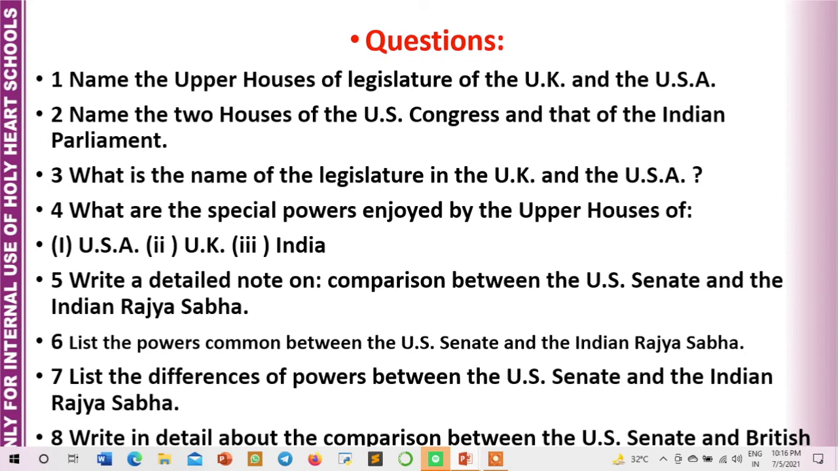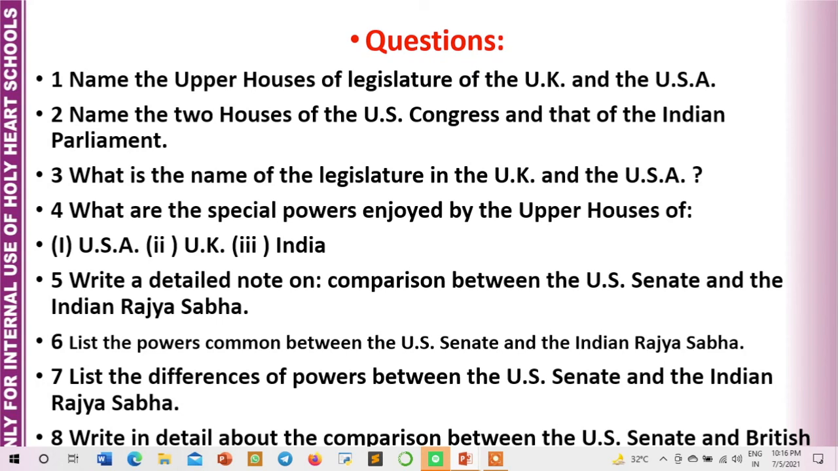Next is: what are the special powers enjoyed by the upper houses of USA, UK, India? Just now I talked about the freedom of speech. They enjoy this power. Okay. Next is: write a detailed note on comparison between the US Senate and the Indian Rajya Sabha. You have to compare both upper houses of US and India. So you have to compare as far as their money bill introduction power is concerned, and ordinary bill is concerned, and control over the executive is concerned. You have to compare both the houses.